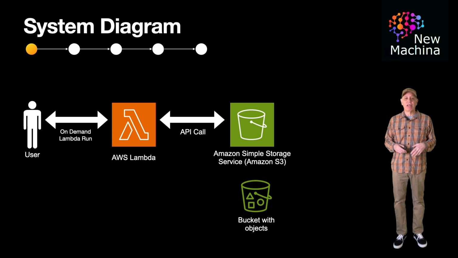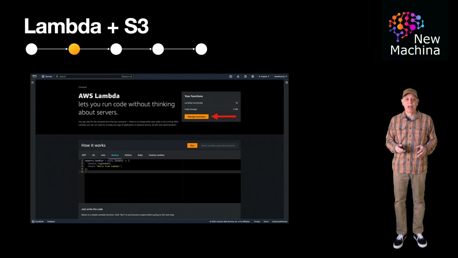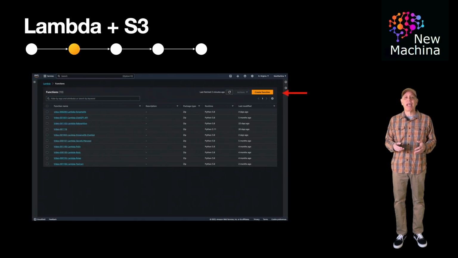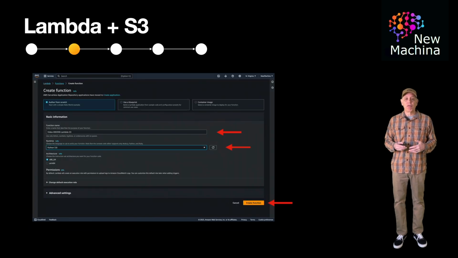Now I navigate to the Lambda service in the AWS console. I click the Manage Functions button. I want to create a new Lambda function, so I click Create Function. I enter a meaningful function name and I select Python 3.8 as my language runtime. I use all the other defaults and click Create Function.